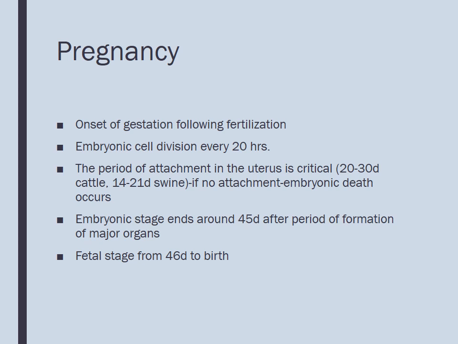So when we talk pregnancy, the onset of gestation follows the fertilization, and cellular division occurs about every 20 hours, and that period of attachment in the uterus is critical. Full attachment doesn't occur until about day 30 in cattle, and about day 21 in swine. And if we have no attachment that actually occurs, we call that early embryonic death.